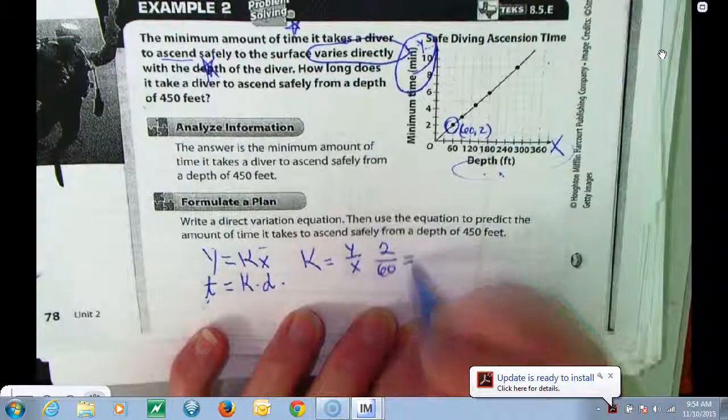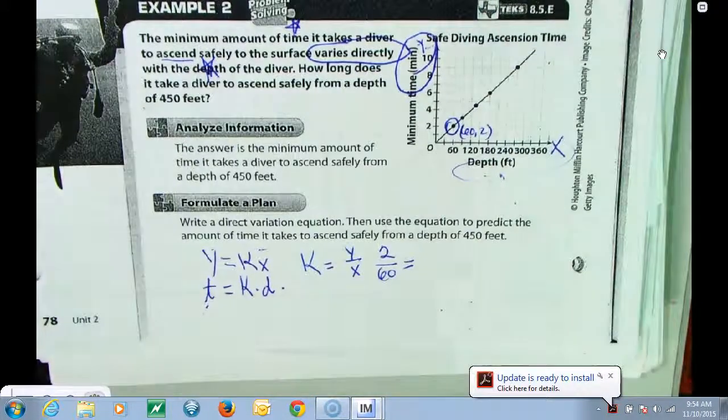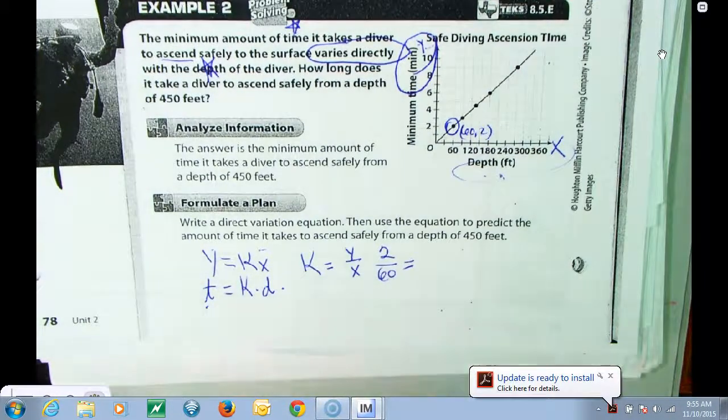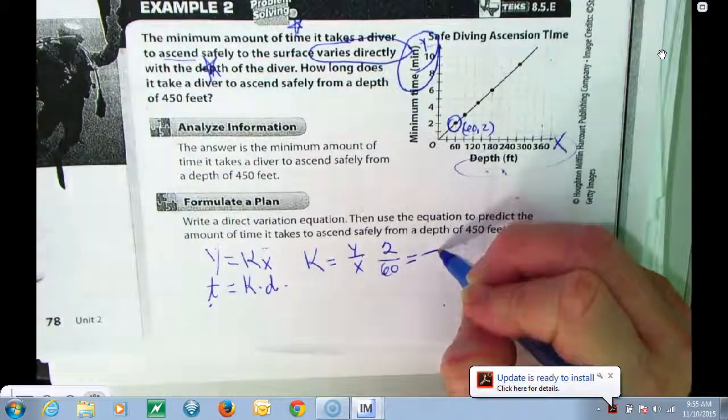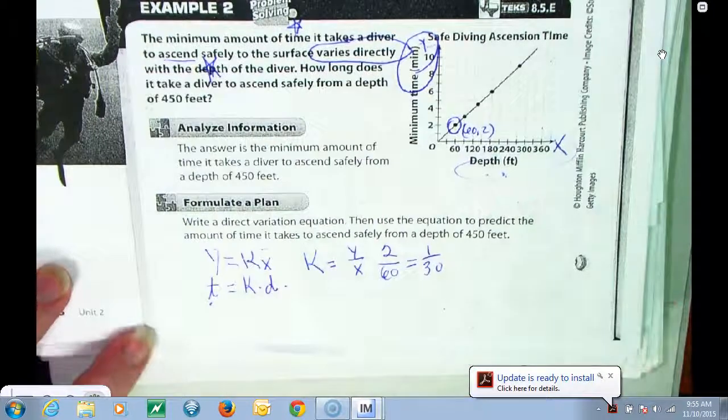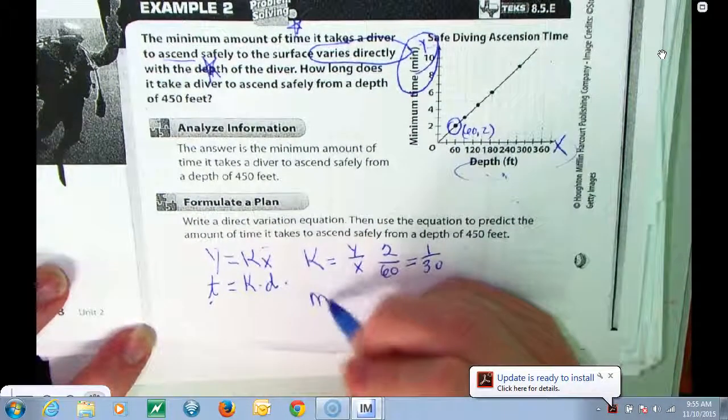Yes. It's Y by X, people. Get it? It's Y over X. And I'm going to reduce it. I'm not going to divide it. I'm not going to calculate. 1 over 30. Good, Kristen. 1 over 30. Now, put M equals underneath that.